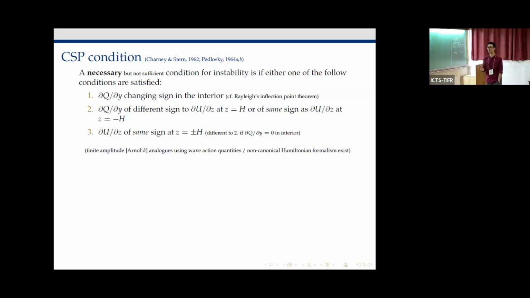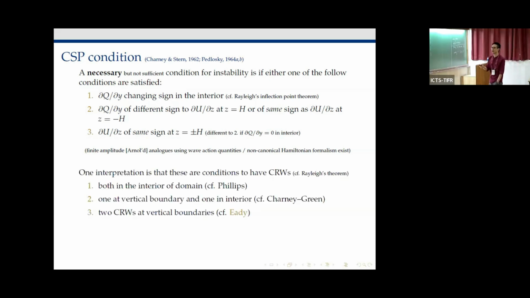All right. There are finite amplitude analogs. You can either be clever and construct wave action at the linear level, or you can start from the Hamiltonian formulation and then work out the wave actions by symmetry. So you can use Noether's theorem for these kind of things if you like. If you're interested in this stuff, look into the paper by Ted Shepherd in the 90s. One physical interpretation of relevance here is that there is a suggestion that these kind of conditions are really conditions to have CRWs.